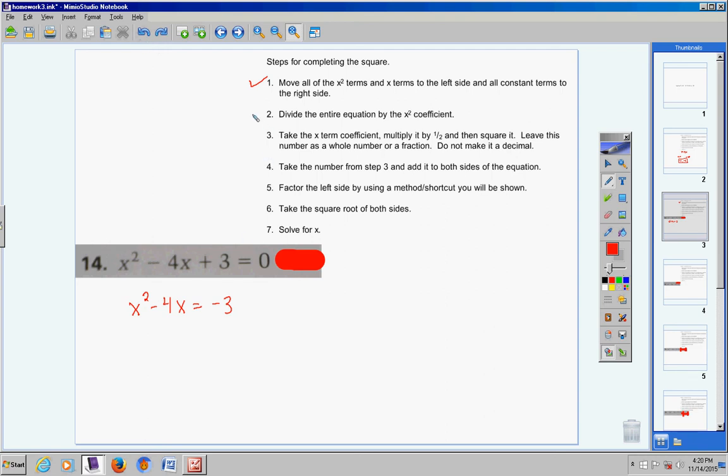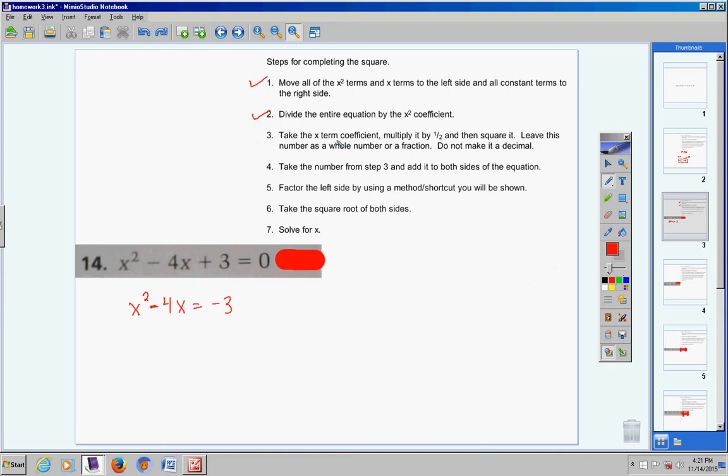It's finished already. Step 3, take the x term coefficient. Here's your x term. Take the coefficient, which is 4. Now, by the way, I taught you in your notes not to worry about this sign when it comes to step 3. However, if you want to take the sign, that's fine. But it doesn't matter, because in the end, you're going to square it. And when you square a positive, you get out a positive. And when you square a negative, you get out a positive. So the sign is really irrelevant, okay? But that's up to you.